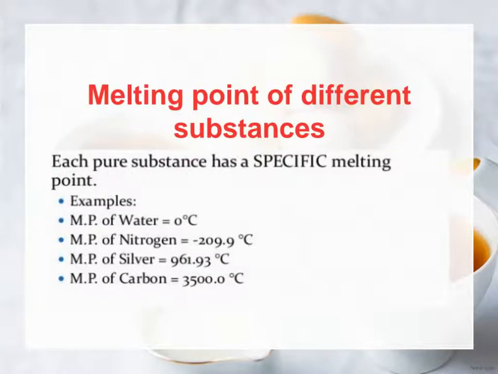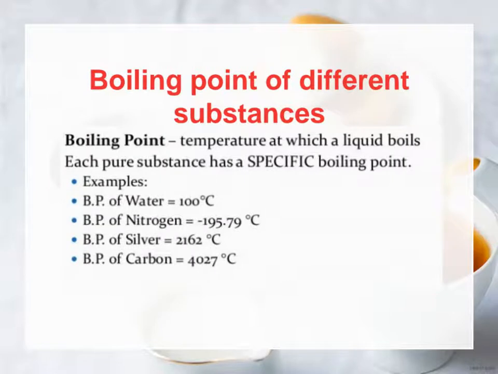Each pure substance has a specific melting point. As an example, the melting point of water is 0 degrees Celsius. If a substance melts at 0 degrees Celsius, I'll be sure that this pure substance is water. The melting point of nitrogen is different. Nitrogen will melt at -209.9 degrees Celsius, while the melting point of silver is 961.93 degrees Celsius. The melting point of carbon is 3500 degrees Celsius.